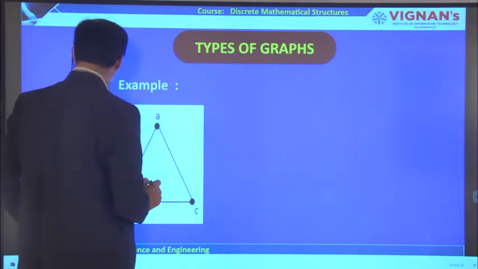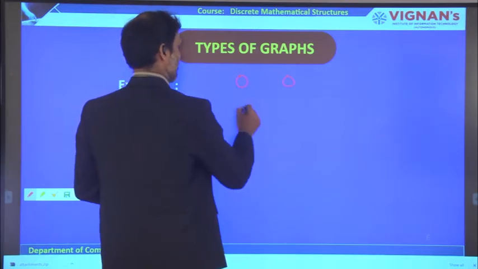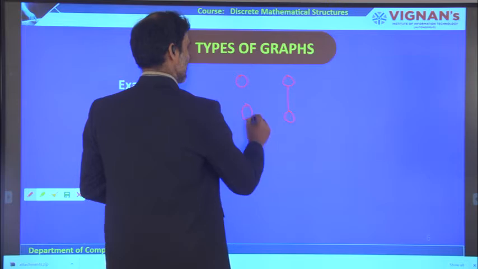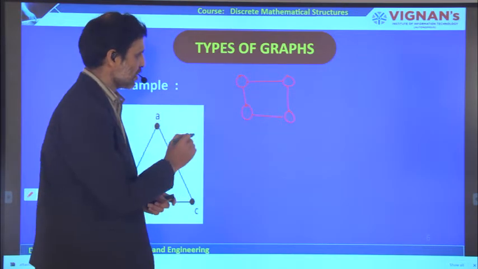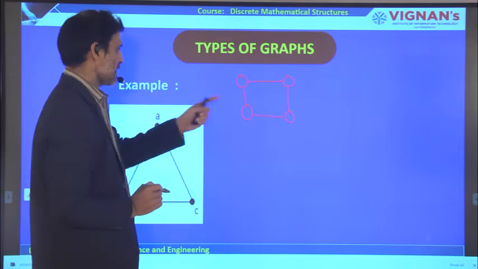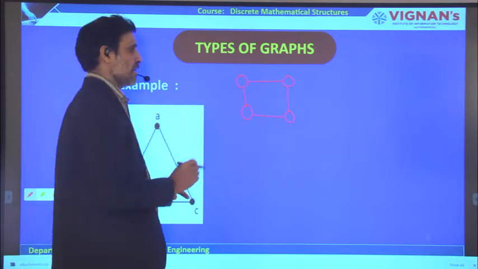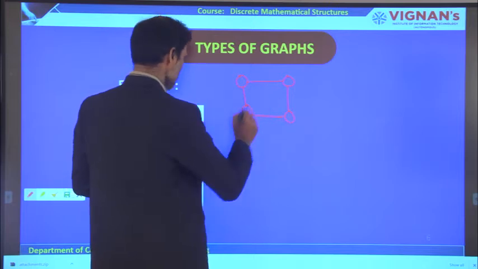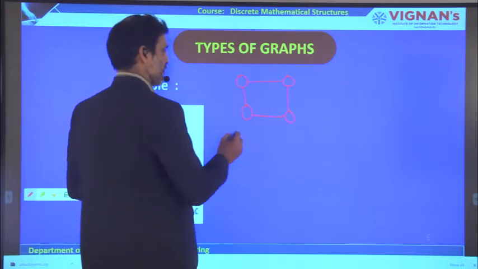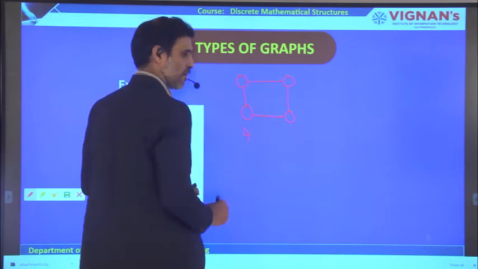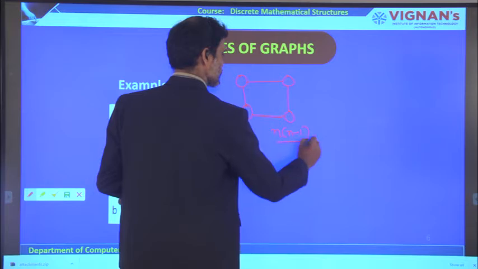If you take another example, I'm going to take another graph like this. Again, it is a simple graph which consists of 4 vertices. It does not contain any loops. It does not contain any parallel edges. Therefore, it is a simple graph. So in this simple graph, how many vertices are there? 4 vertices are there. So n into (n minus 1) by 2.